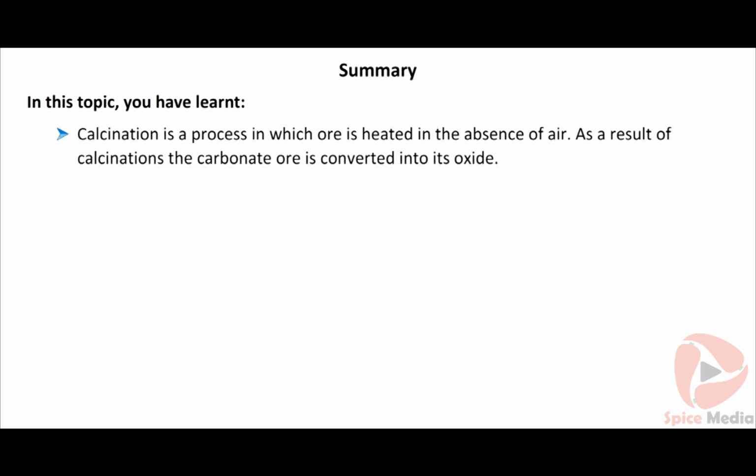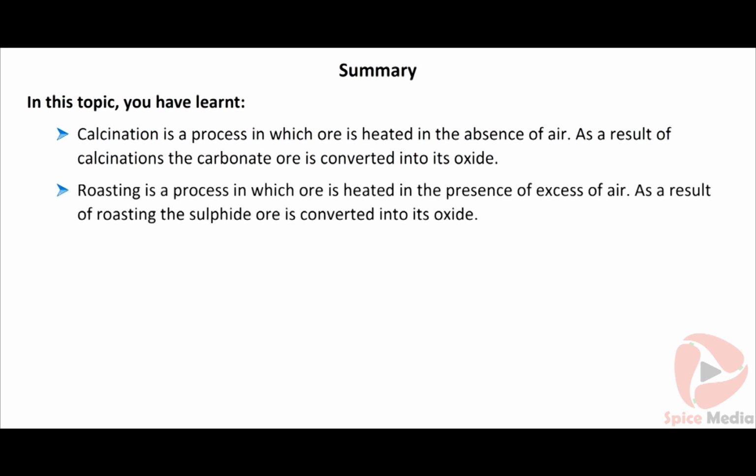Calcination is a process in which ore is heated in the absence of air. As a result of calcination, the carbonate ore is converted into its oxide. Roasting is a process in which ore is heated in the presence of excess of air. As a result of roasting, the sulfide ore is converted into its oxide.